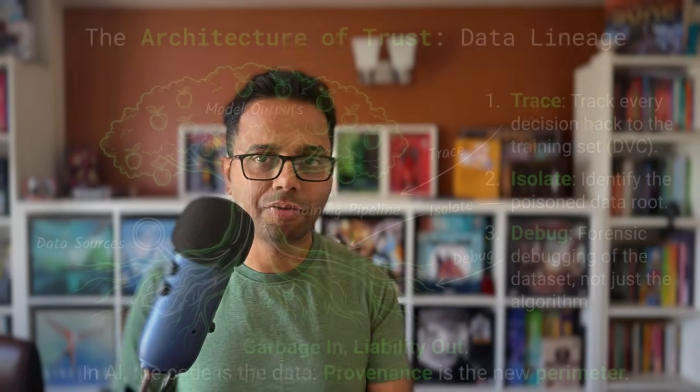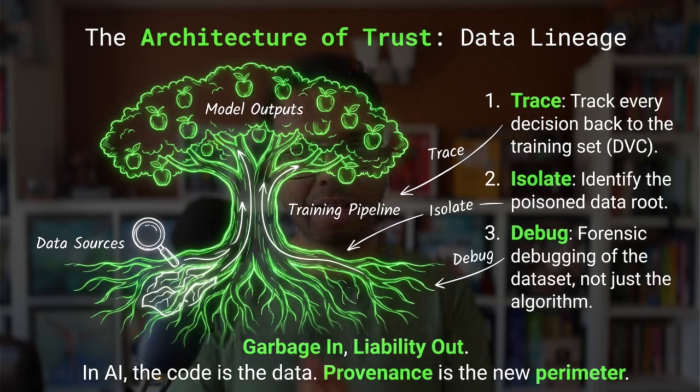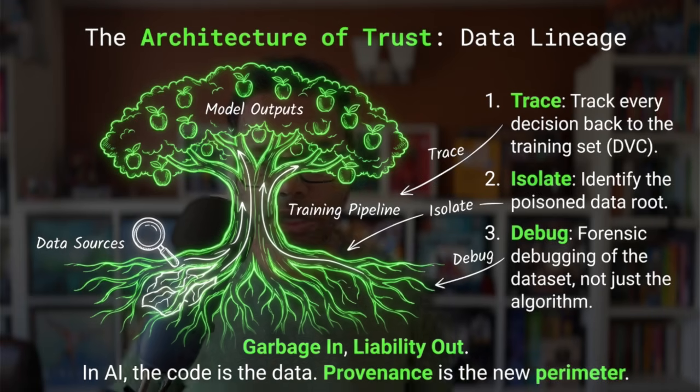Now, while we try to build this architecture of trust, data lineage, right? So this is something we need to keep in mind. And what are these? You need to have proper traceability. You need to understand how to track back every decision that your model or the AI solution is providing. Do you have proper observability for that? You need to isolate the problem.